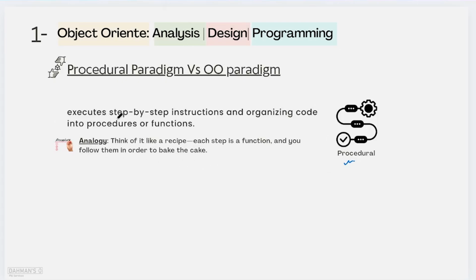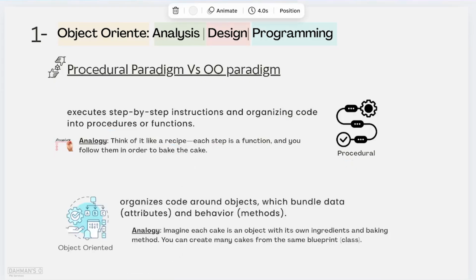It's actually executing step-by-step instructions and organizing code into procedures, or what we call functions. Now, let's take an example of that. If you would have to bake a cake, for example, there should be a recipe. And this recipe has step-by-step instructions telling you how to make a specific cake. So every time you want to make a new cake, you just go and pick up that recipe and follow the steps one by one until the final product, the cake, is ready. This is the analogy of that definition.